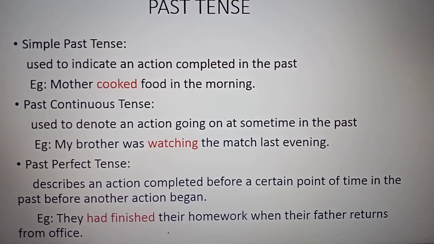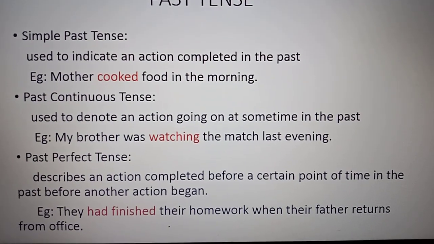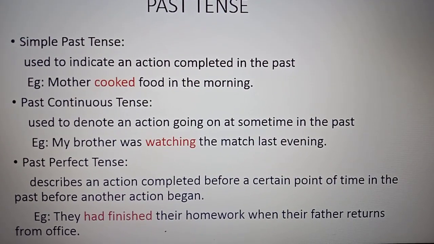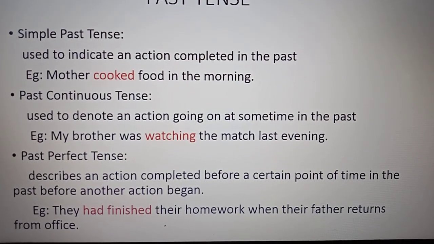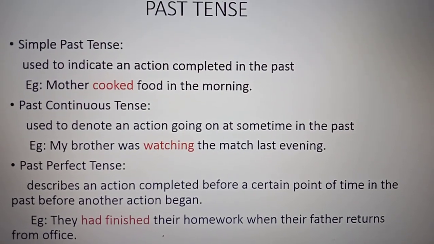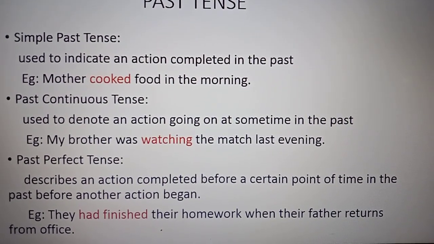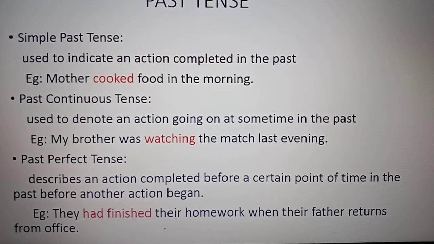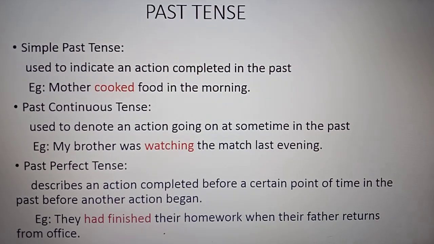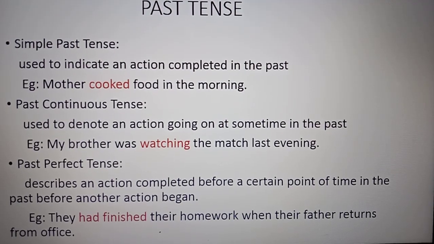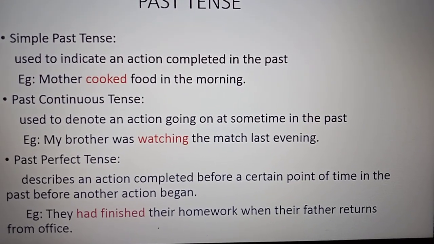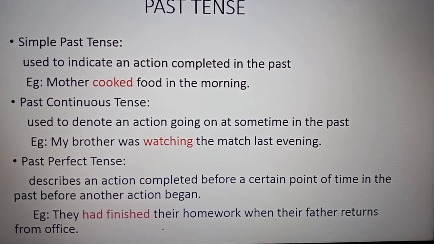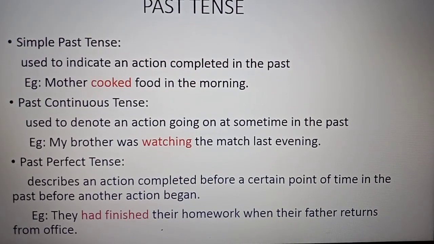Now the forms. The first is simple past tense. If you understood the present tense, it will be very easy for you to understand the past tense also. The form that we have already seen in the present tense was subject, verb with s or es, plus the object. Here the simple past will be the subject, the verb with ed added, plus the object. Simple past tense is used to indicate an action completed in the past.